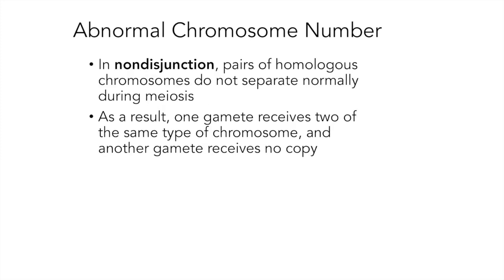Okay, so non-disjunction is when gametes are forming during meiosis, but they don't get hooked up to the microtubules properly. So remember, the microtubules in meiosis and in mitosis are kind of like the harness system, the system of ropes that pull the chromosomes apart. And it's a pretty good system, but every now and then mistakes get made and things don't get hooked up correctly. And what results is a gamete that receives 2 copies of the same chromosome and another gamete that receives no copy. So let's look at a picture.